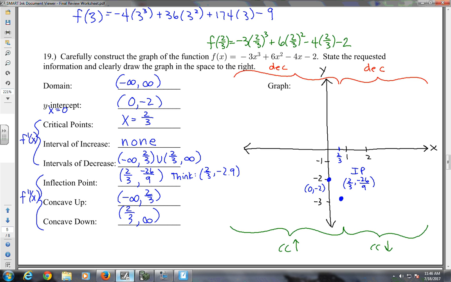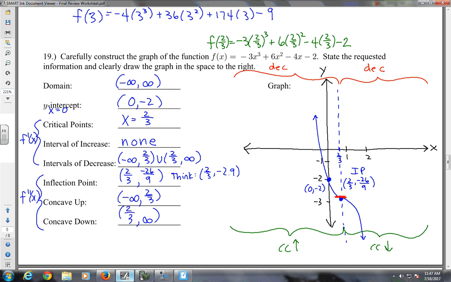Okay, now we just have to coordinate all of this information. Left of 2/3, our function is going to be decreasing and concave up. So decreasing, concave up. To the right of 2/3, the function is still decreasing, but now it changes shape. It's concave down. So here it's going to bend and turn. Okay, so at a very, very short moment in time, it's got a slope of 0. It's decreasing concave up. It changes concavity here and decreases to go concave down.